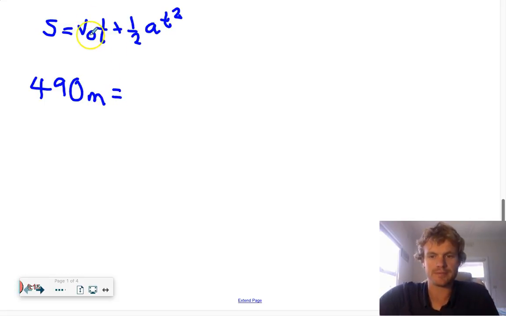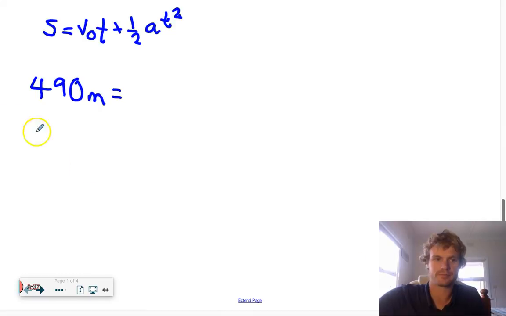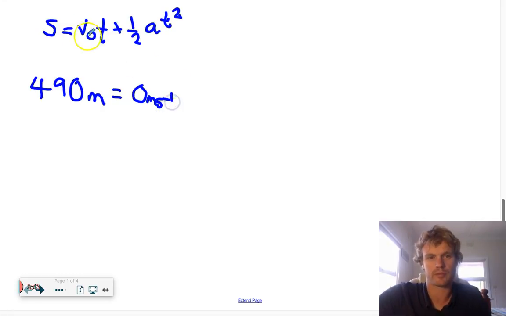My V0 in the vertical direction is 0. The reason I'm using the vertical direction is I'm using the distance from the vertical direction. So if I'm using one unit from the vertical direction, I have to use all the other units from the vertical direction: vertical direction distance, vertical direction initial velocity, which is equal to 0. I don't know T, so I'll leave that as a T.